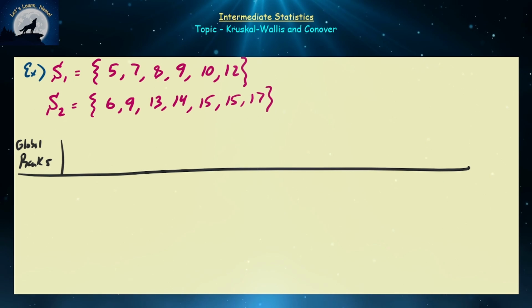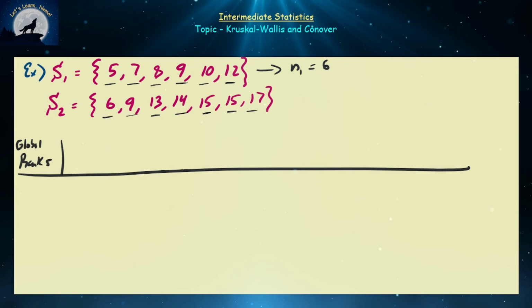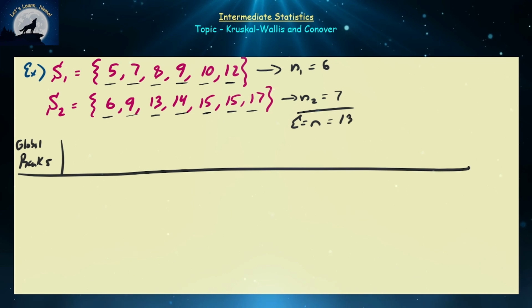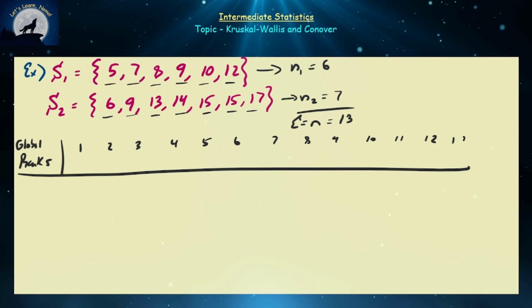So we're obviously going to have how many values here? For the first sample, we have 1, 2, 3, 4, 5, and 6. So n1 will be equal to 6. And then we have 1, 2, 3, 4, 5, 6, and 7 values for the second set. So once we add up those 2 totals, we're going to have a total of n equal to 13 values, right? So we're going to have global ranks 1, 2, 3, 4, 5, 6, 7, 8, 9, 10, 11, 12, and 13.